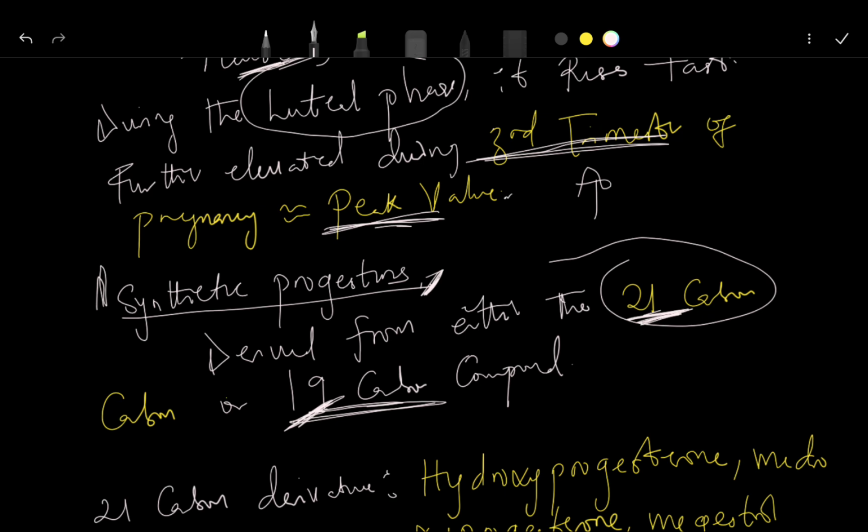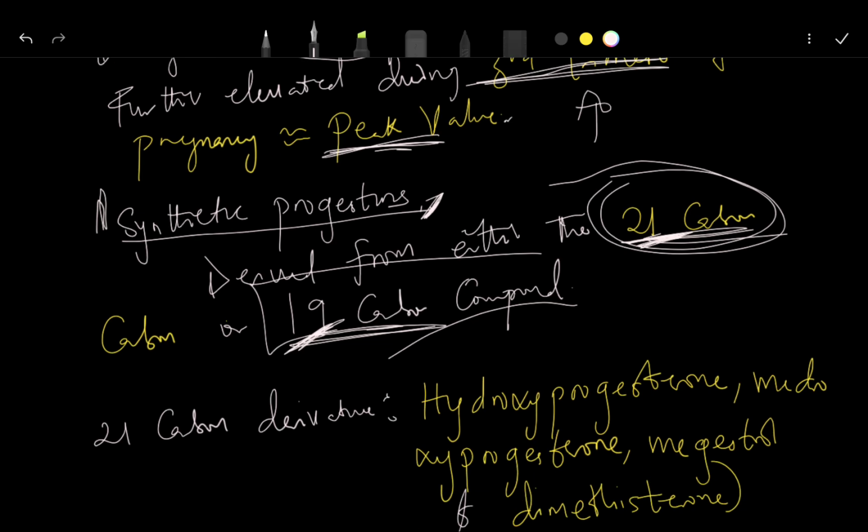All right, so I said that your synthetic progestins could either be derived from a 21 carbon or a 19 carbon. If it is derived from a 21 carbon, it will resemble the natural progestin in many aspects, especially the aspect of acting on mineralocorticoid receptors. You get, but these 19 carbon derivatives, they don't have any effect on the mineralocorticoid receptors apart from a few exceptions, but majority of them do not have any effect on the mineralocorticoid receptor.